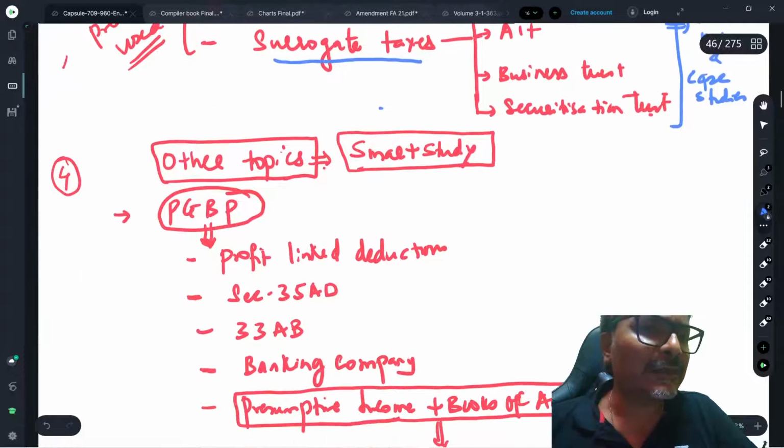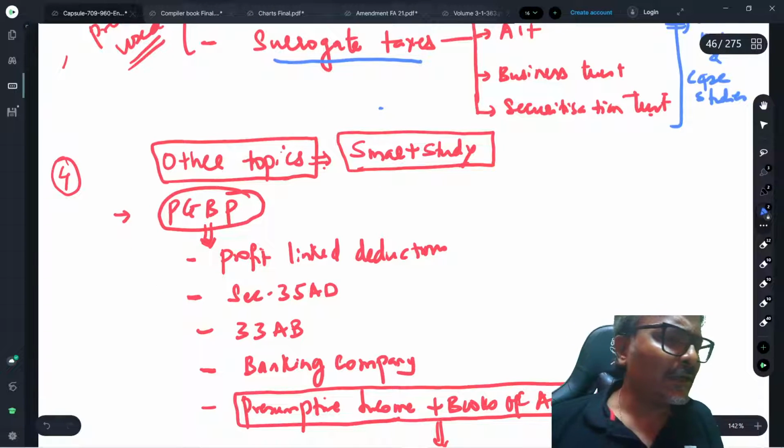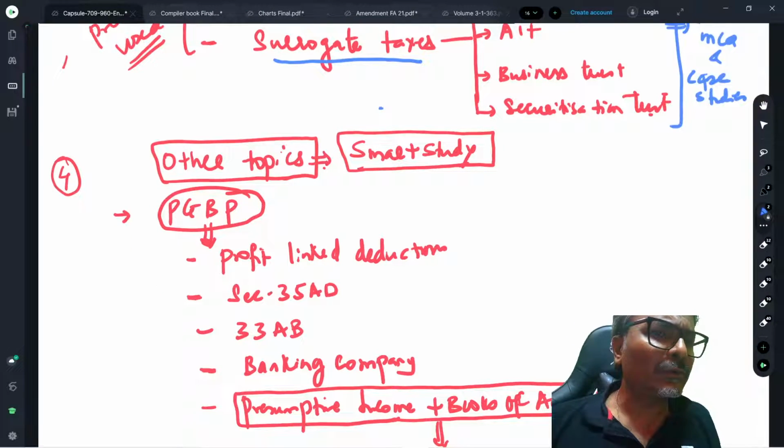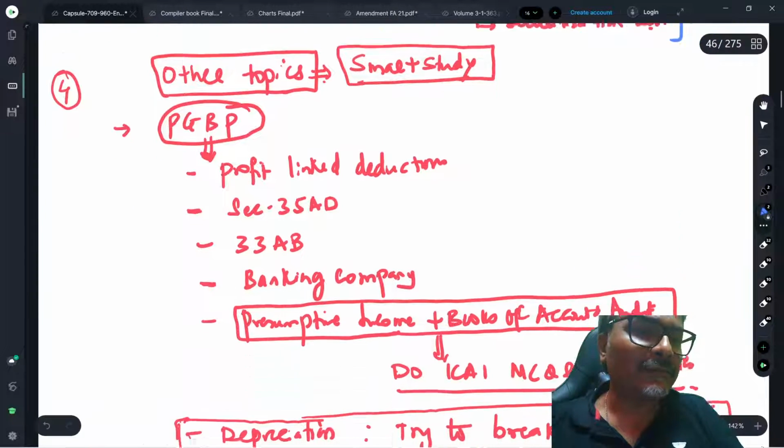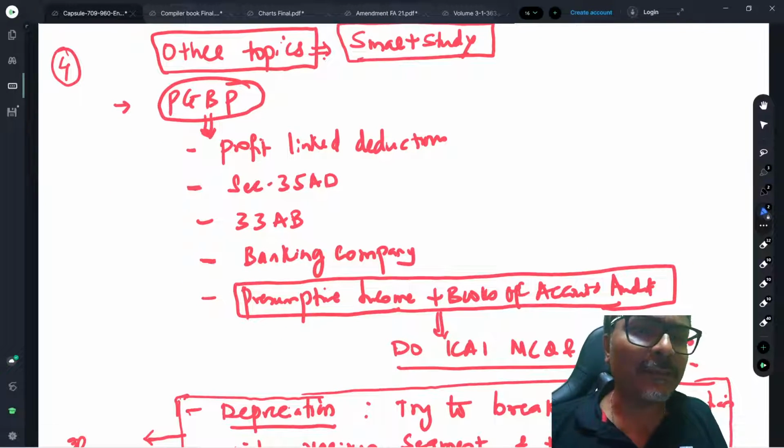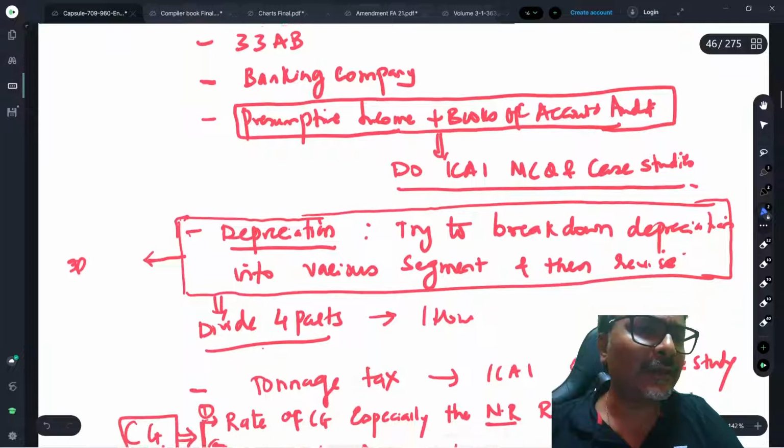The next one is the other topics, smart study. For the other topics, smart study, what you have to do: PGBP, profit-linked deduction, 35AD, 33AB for tea, coffee, rubber development and the banking company provisions. And thereafter the presumptive income and the books of accounts. For presumptive income and the books of accounts, do the ICI MCQs and the case study without fail.